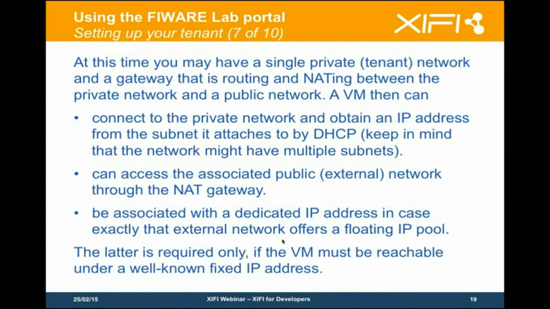So at this point in time, you have the private tenant network and you have a gateway. This gateway is a NAT gateway, which is routing you to a public network, for example. So if you want now to instantiate a virtual machine, you simply have to connect it to the private network, and then it gets a DHCP address from this network, and you can connect to the external network, probably to the internet.